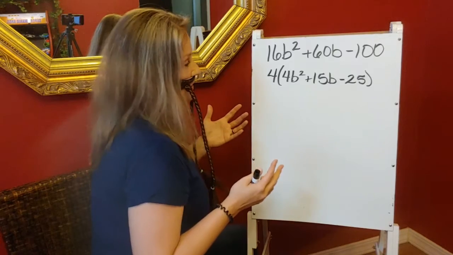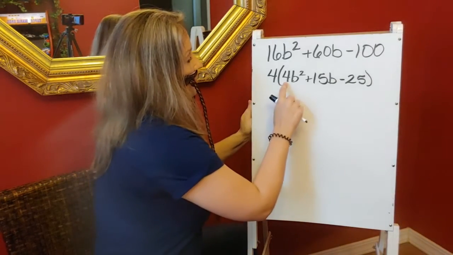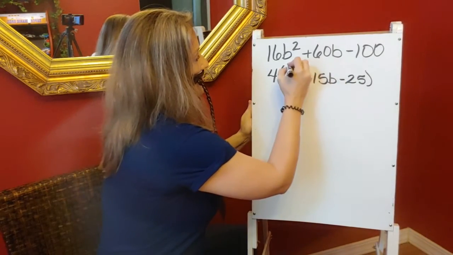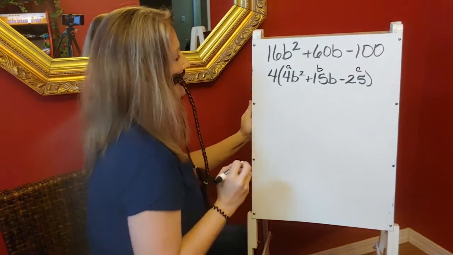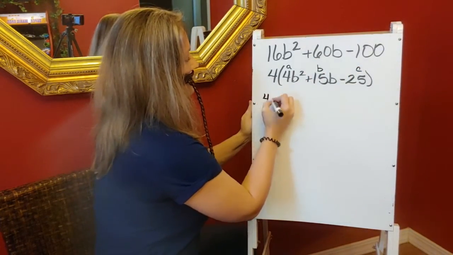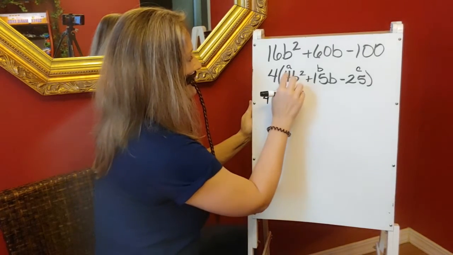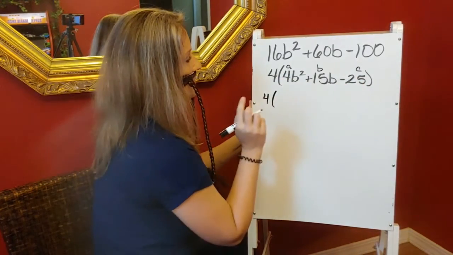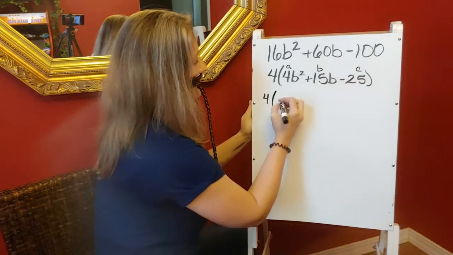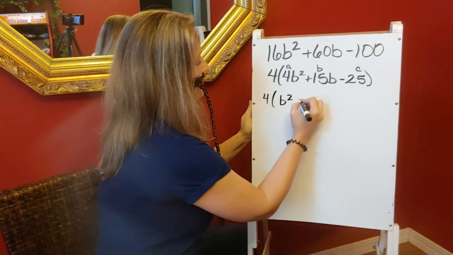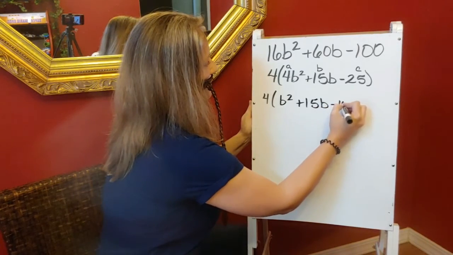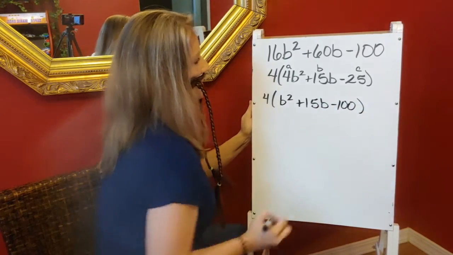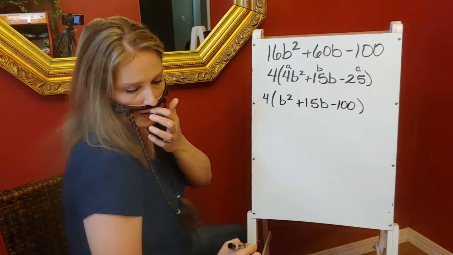All right, so now I'm going to go back and do my AC method. So I'm going to start off by multiplying A times C. So here's my A, my B, and my C. Okay, my 4 stays out here outside my parentheses. A times C is 100, so that 4 is getting moved down there. So B squared plus 15B minus 100. Okay?